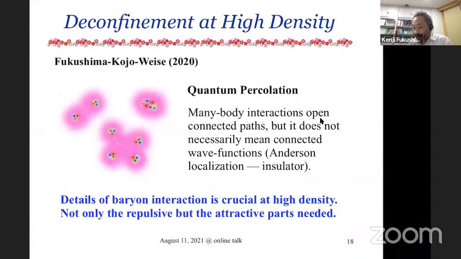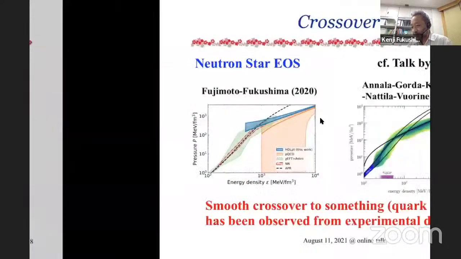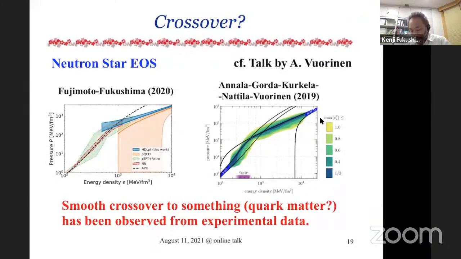And in fact, to understand this, we proposed a picture based on the quantum population, but this is a little bit complicated, so let me skip it. But now, this is actually a continuity picture, or an indistinguishable property, between nuclear matter and quark matter. This is very important to understand neutron star physics.